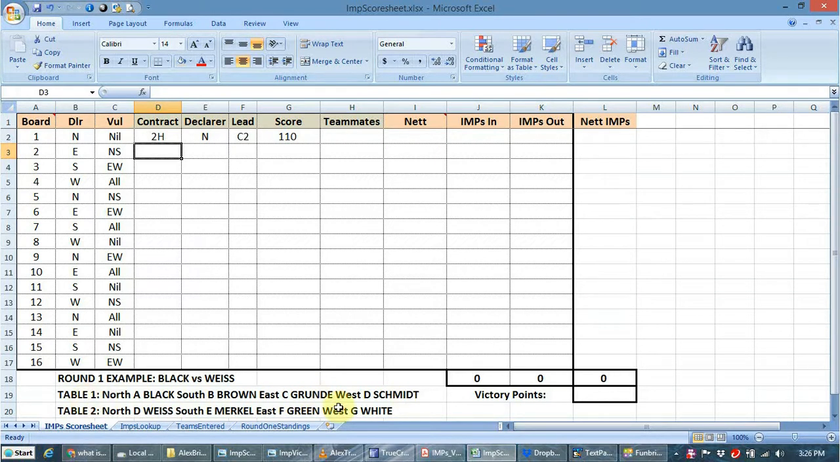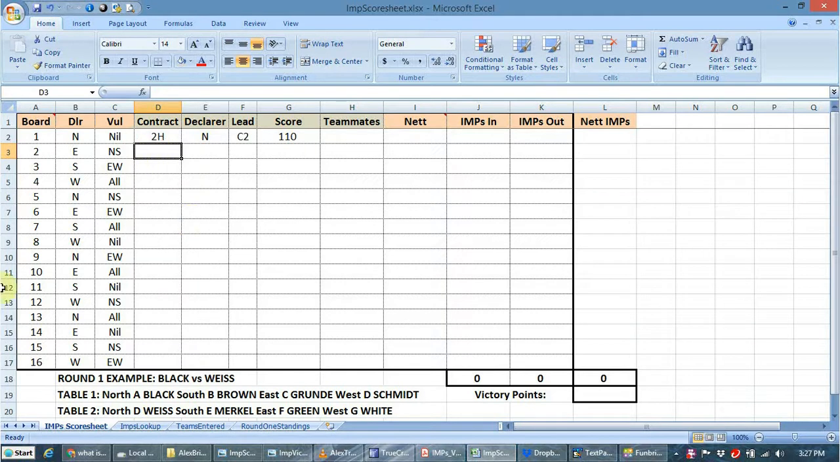So what happens before the match is that their east-west pair from table 2 will come and sit at our table and be our opponents, and our east-west pair will go to their table and be their opponents. So the cards I get as North at table 1 will be exactly the same cards that the other North will get when they come to play the same board. Of course, we will play the same boards.